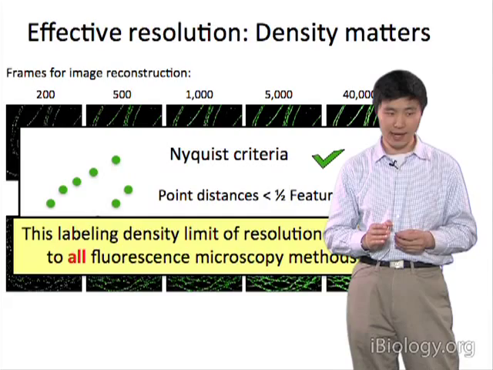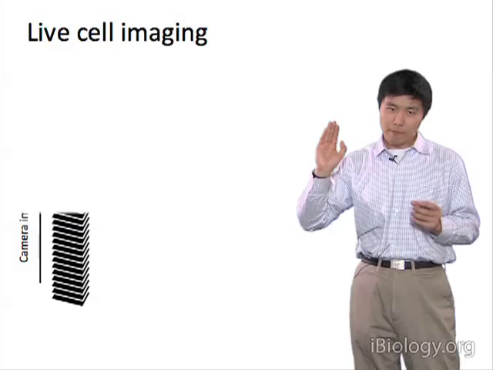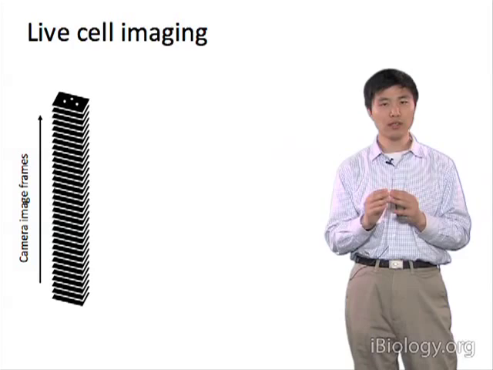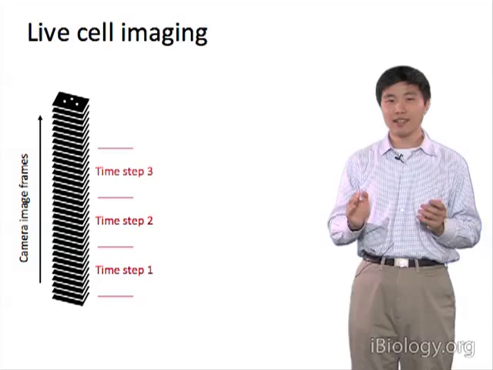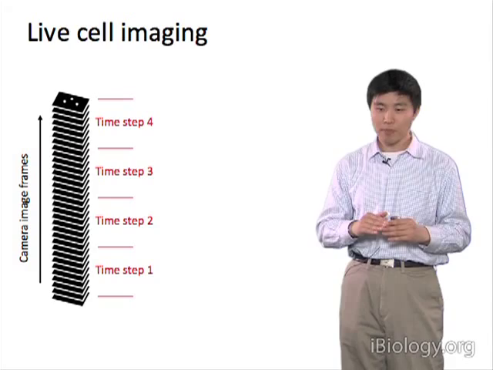Okay, for live cell imaging, in fact, it's not that difficult. So we know in collecting the data for super-resolution microscopy, we simply collect a very, very long movie. And if we do single molecule localization in the entire movie and stack them all together, we get our super-resolution image. If we're not doing that, instead we divide this very long movie into shorter time steps. For each time step, we can still reconstruct a super-resolution image. And then by playing these time steps, we can play our super-resolution movie.